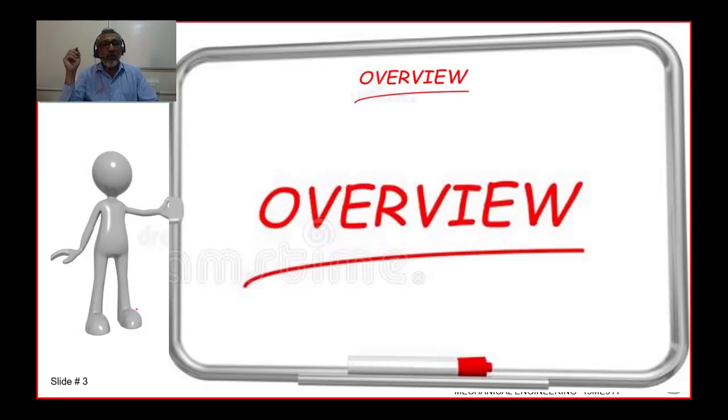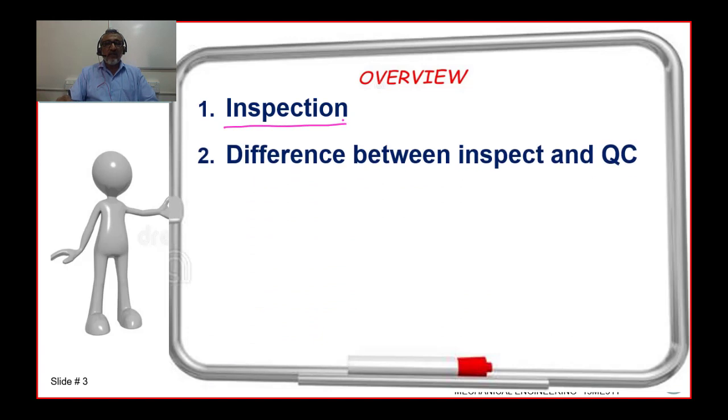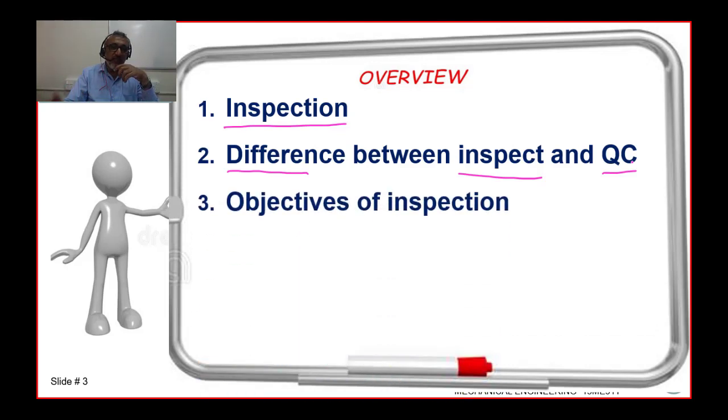Now, let's have a quick overview of the content which we are going to discuss in today's class. We'll start our discussion with inspection. We'll see what exactly inspection is. Then we'll discuss the differences between inspection and quality control. They are complementary. They support each other, but there are certain differences between inspection and quality control that we'll discuss in this class. We'll be discussing the objectives of inspection.